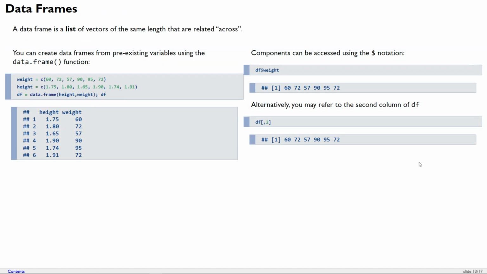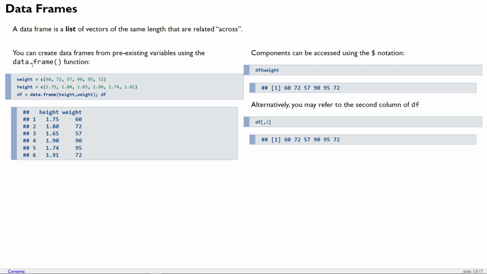And the last data structure we'll talk about is data frames. A data frame is a list of vectors of the same length that are related across. From this definition, we know that a data frame is a list, and the components are kind of special. They are all vectors of the same length, and the data are related across horizontally. So basically, data frames are always two-dimensional tables.